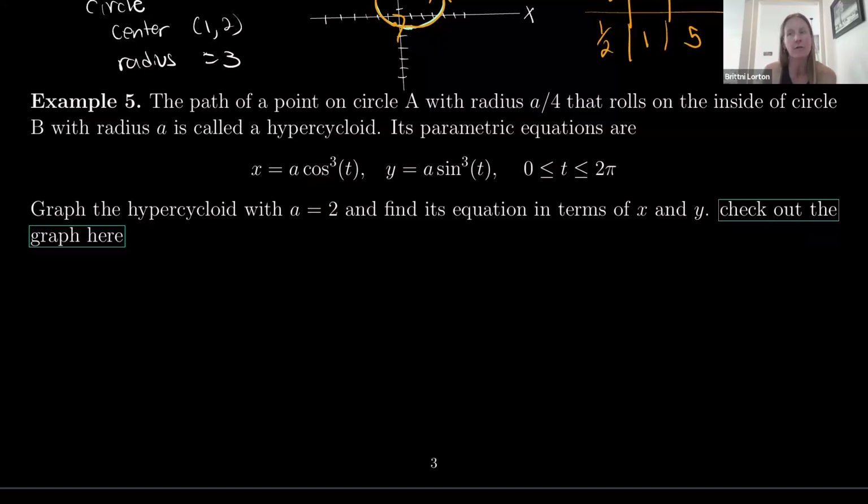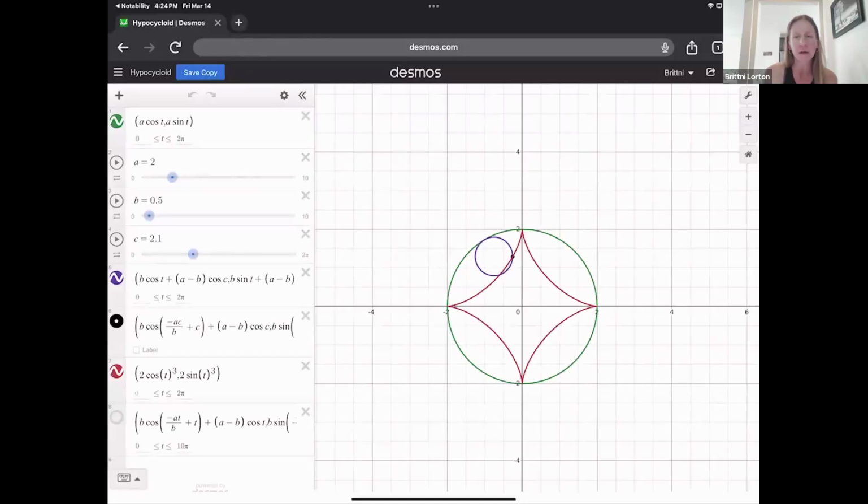It's basically completing one full cycle. Let's graph this and find its equation in terms of x and y. I'm not going to make you graph this one by hand, but I do want to show you what the graph looks like so you have an idea. So here is just this graph in Desmos.